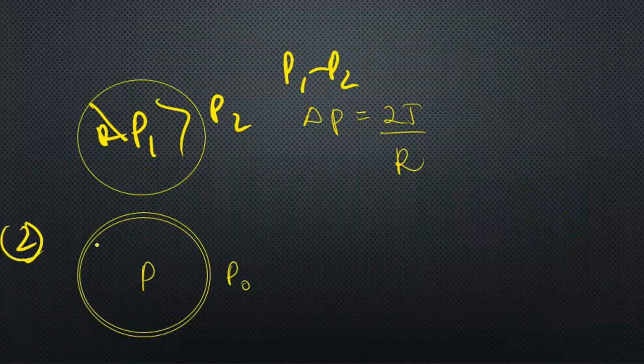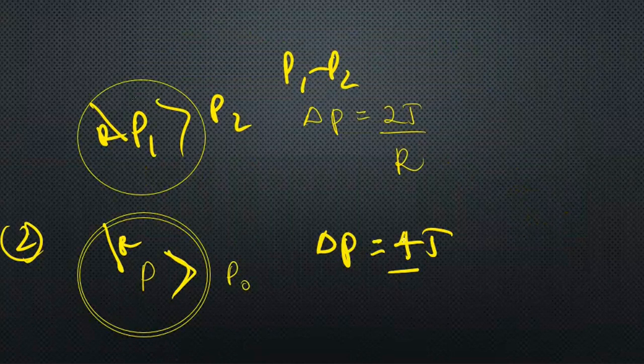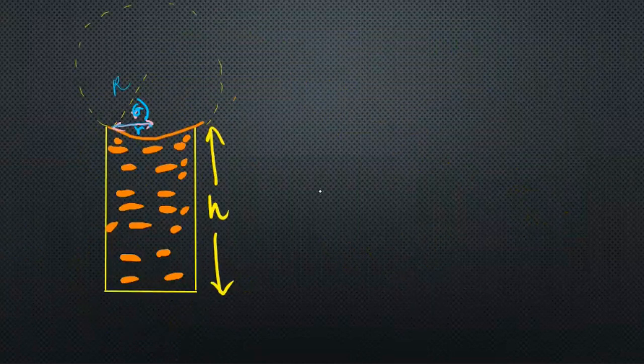And in the second diagram, we can see this is a soap bubble. So the radius of it is R and the pressure P is greater than P naught, of course. Here there are two surfaces, so the pressure difference is a bit higher. So delta P equals 4T over R.